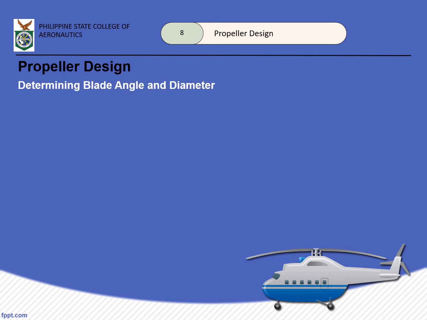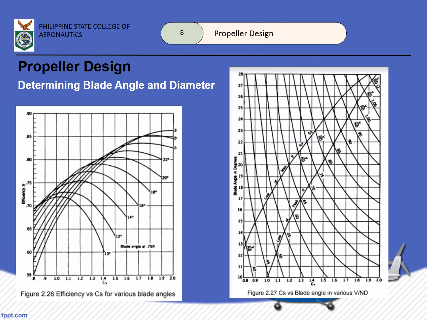Okay. So, now that we are done with determining the thrust and power, how do we determine the blade angle and diameter? But first, ipakita ko muna sa inyo yung mga curves na ating ma-encounter. So, we have this figure right here, efficiency versus CS for various blade angles, and CS versus blade angle in various advance ratio. So, to further understand, we would be using these sa ating next na sample problem.